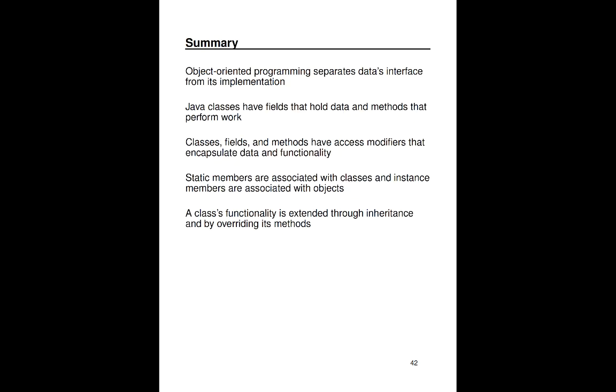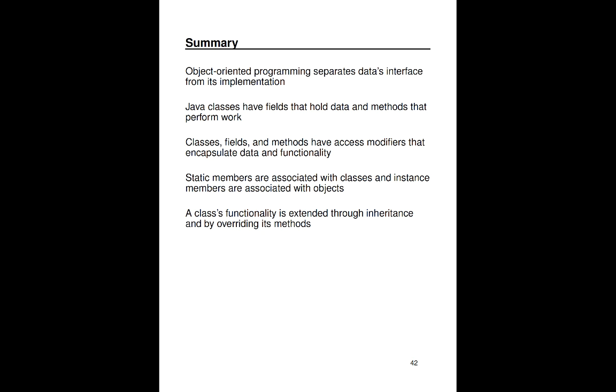So, in summary, there are a couple of things that I hope you take away from this slide deck. An appreciation of object-oriented programming and how it separates the interface to data from its implementation, right? Separating out the what from the how via the contract of its methods. Java classes are made up of fields that hold data and methods that perform work, usually on that data. And Java has access modifiers to control what other code can see particular methods and fields within another class.